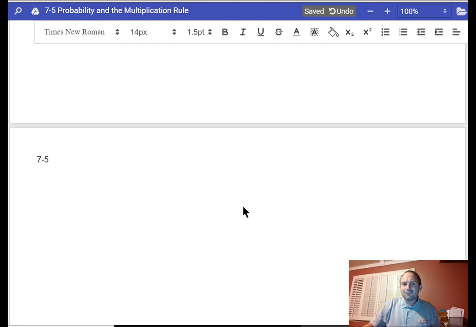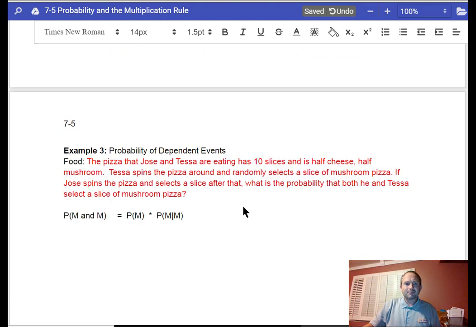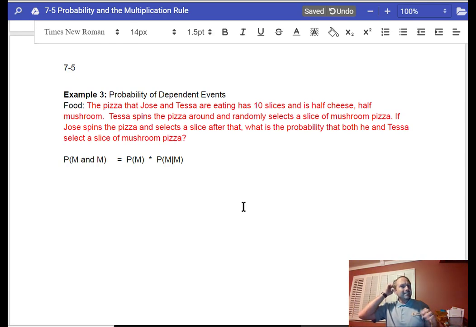We're on the final one, example 3. The probability of dependent events. So the pizza that Jose and Tessa are eating has 10 slices, is half cheese, half mushroom. Tessa spins the pizza around and randomly selects a slice of mushroom pizza. If Jose spins the pizza and selects a slice after that, what is the probability that both he and Tessa select a slice of mushroom pizza?